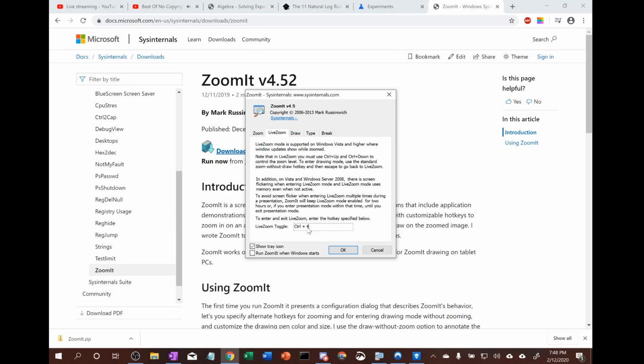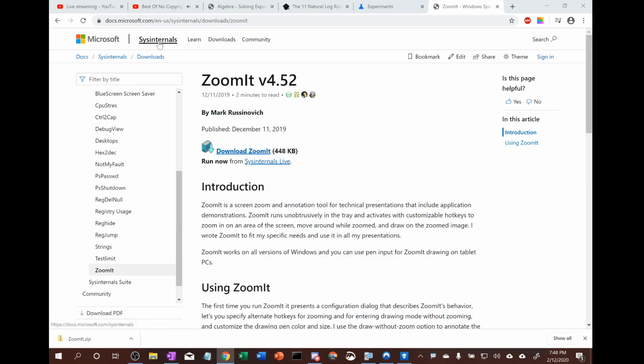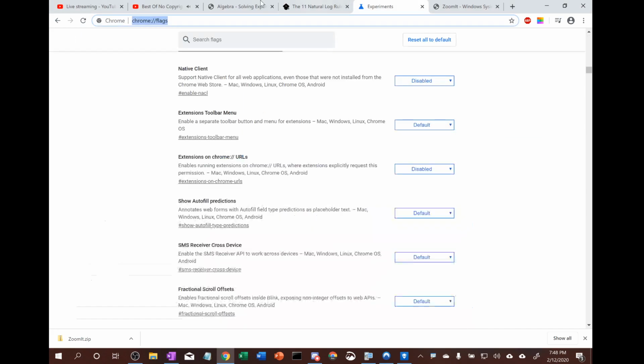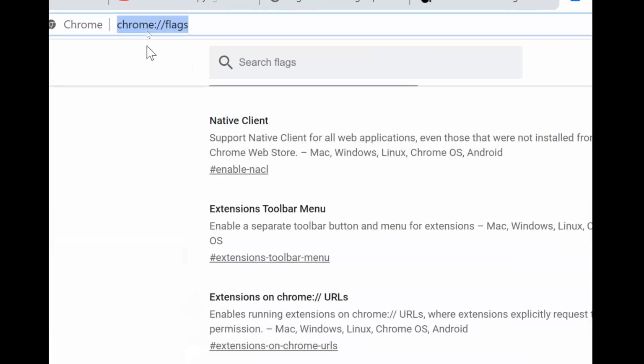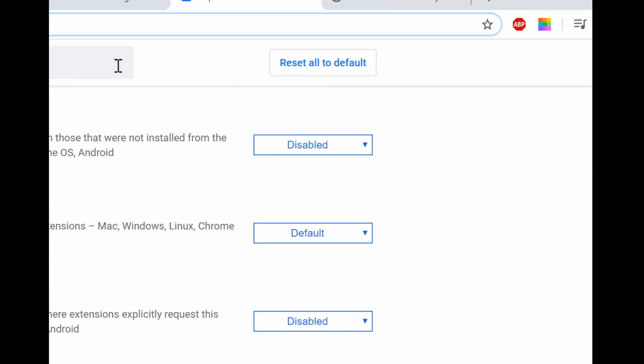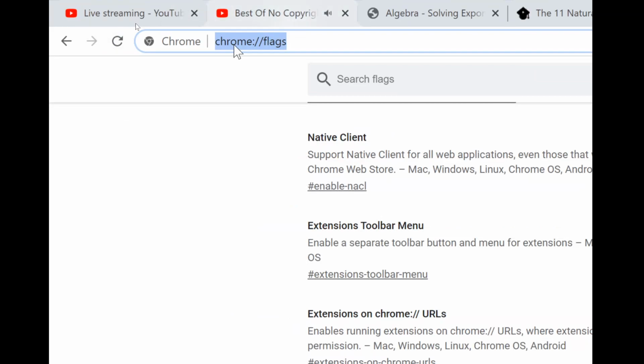Live Zoom, we're going to do Alt-Z. All right. So now let me show you. Check out this zoom thing. If I hit Alt-Z, it's going to zoom in on that part of the screen, and it'll move with my mouse. That could be useful.